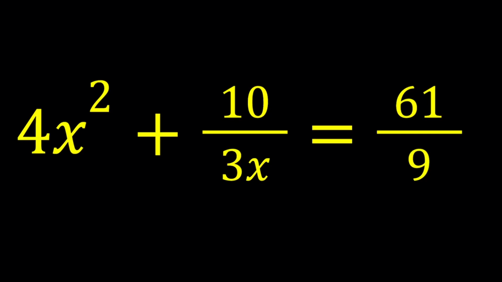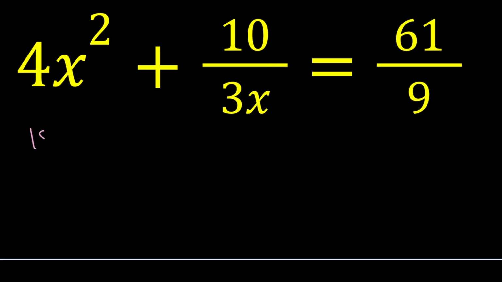Hello everyone. In this video, we're going to be solving a nice rational equation. We have 4x squared plus 10 divided by 3x equals 61 over 9, and we're going to be solving for x values. I'll be presenting two methods, even though one of the methods may turn out to be incomplete. All right, let's get started.